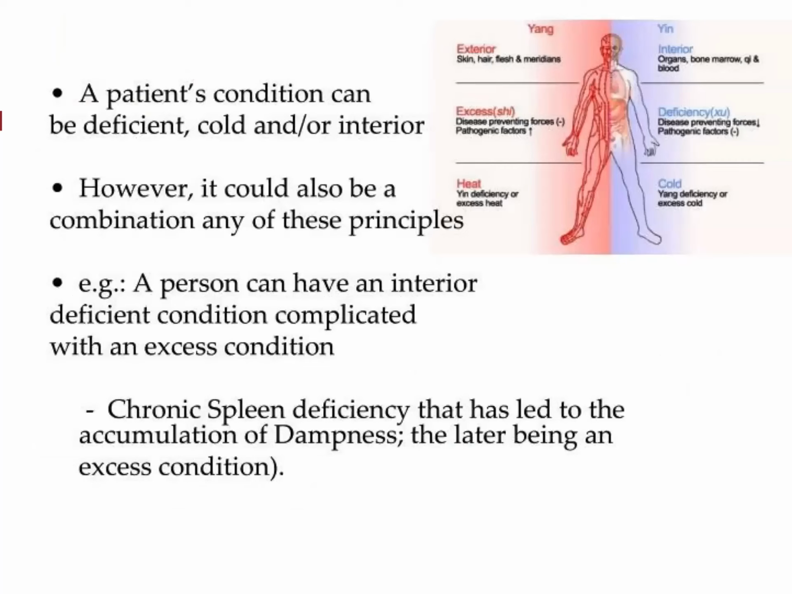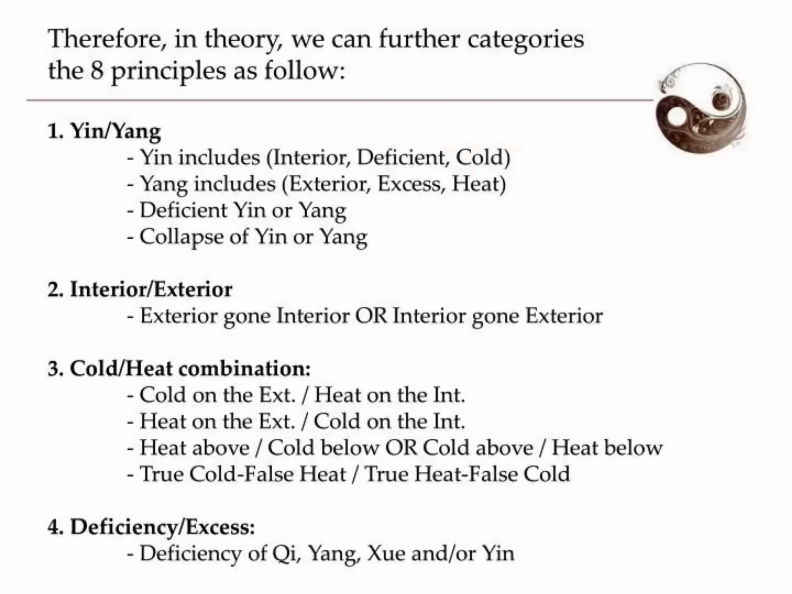A patient's condition can be deficient, cold, and/or interior. It could also be a combination of any of these principles. For example, a person can have an interior deficient condition complicated with an excess condition. A very common case in the clinic would be chronic spleen deficiency that has led to accumulation of dampness, and we all know that dampness is an excess condition. Therefore, in theory, we can further categorize the 8 principles as follows.